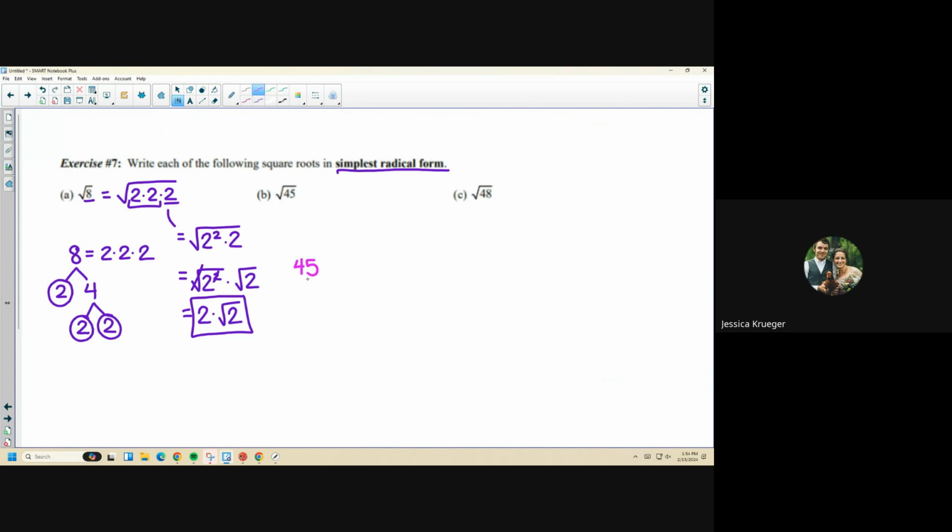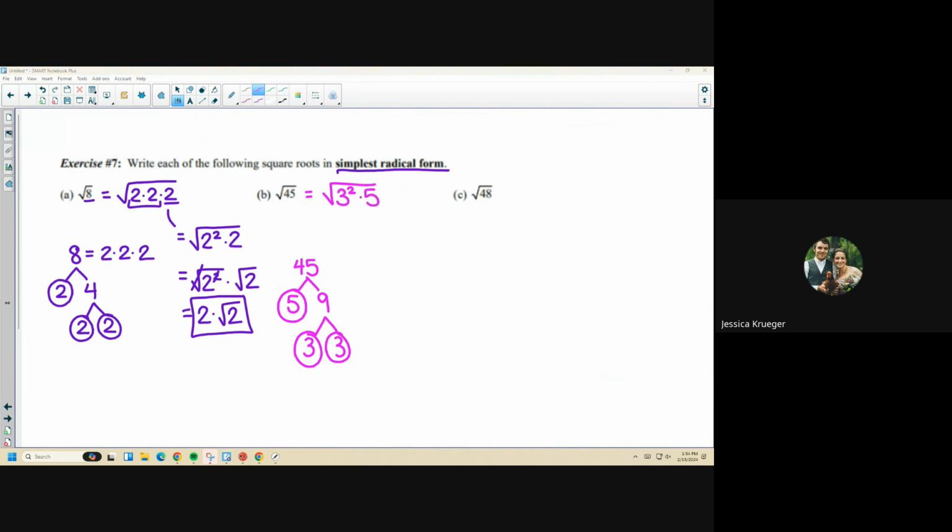So I'm going to break 45 down into 5 and 9. 5 is prime, 9 is not. 9 breaks into 3 times 3. And those are both prime. So I'm going to rewrite square root of 45 as square root. I know I'm looking for squares, so I'm going to write it as 3 squared times 5.